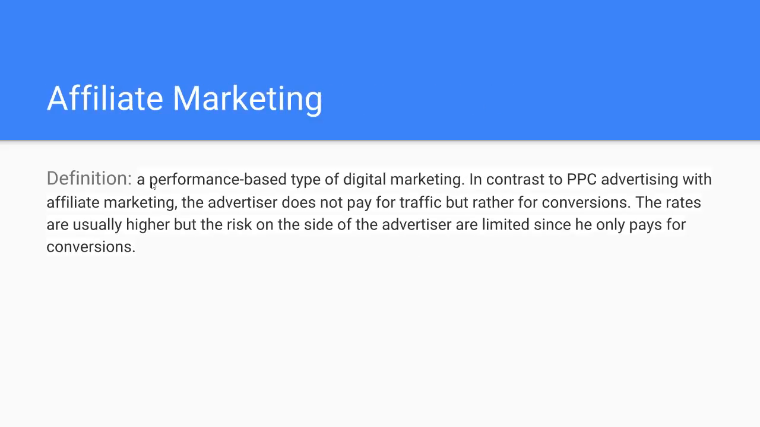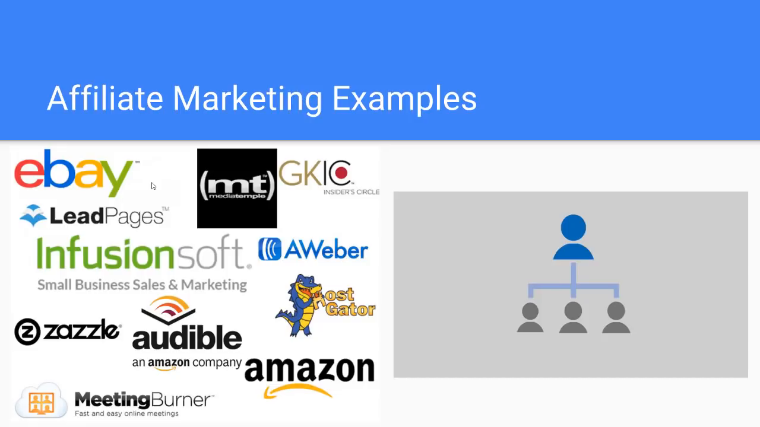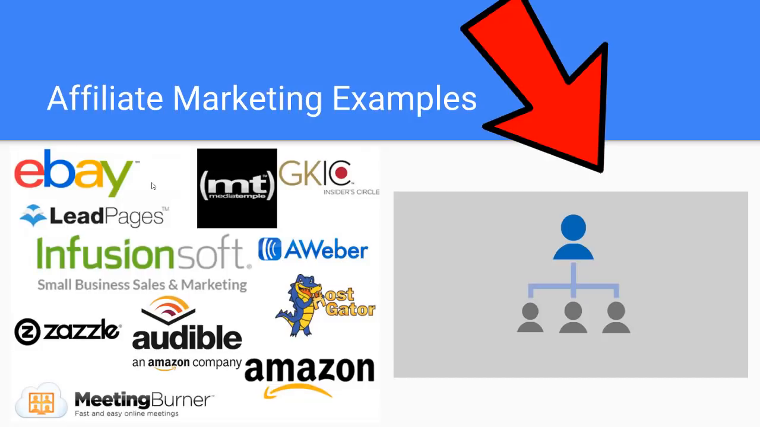The next form of digital marketing is affiliate marketing. Affiliate marketing is a performance-based type of digital marketing. In contrast to PPC advertising, with affiliate marketing, the advertiser does not pay for traffic, but rather for conversions. The rates are usually higher, but the risk on the side of the advertiser is limited since he only pays for conversions. So with affiliate marketing, basically all you're doing is connecting a service or product to the consumer, as pictured in the picture on the right.